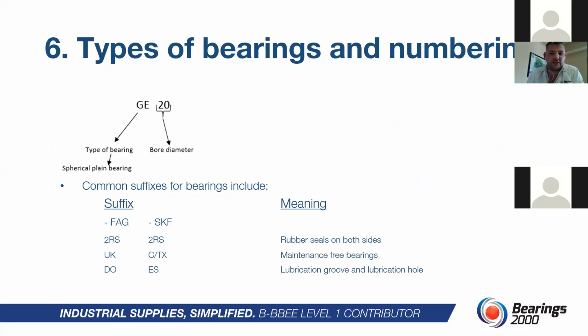Some common suffixes to look out for: 2RS, again, rubber seals on both sides. The UK, or the C, or a TX will indicate maintenance-free bearings. And then DO or ES will indicate a lubrication groove and a lubrication hole on the outer ring of the bearing.